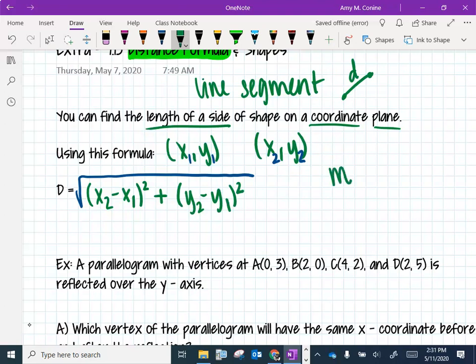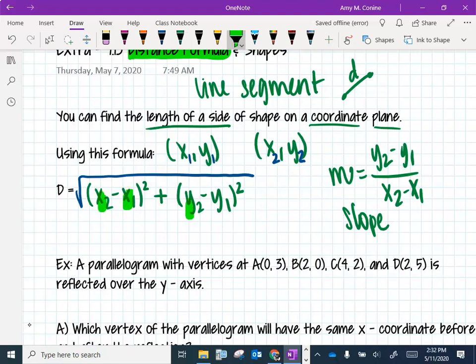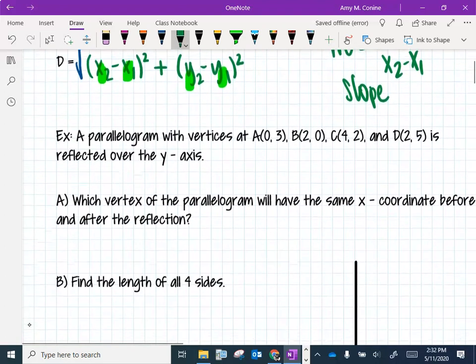Remember when we were finding slope, slope was y2 minus y1 over x2 minus x1. That was one of the formulas that you needed to memorize for linear functions. All these, x2, x1, y2, y1, they're just coordinates. You're taking these numbers and plugging them in and solving. So we're going to do that with shapes. All right, we're going to do this first example together.